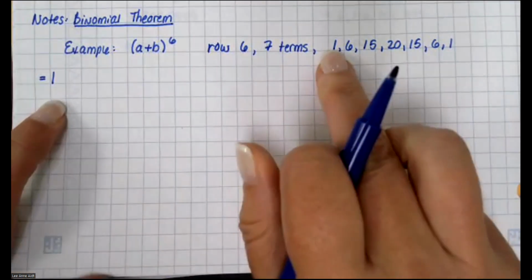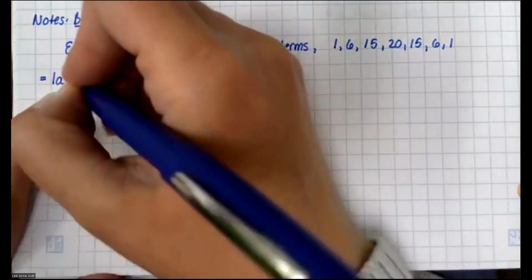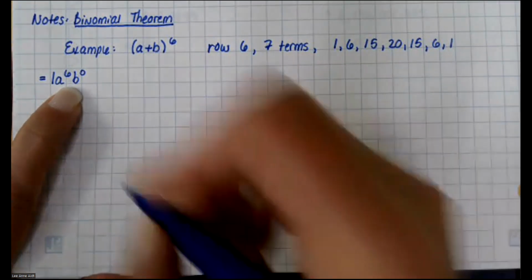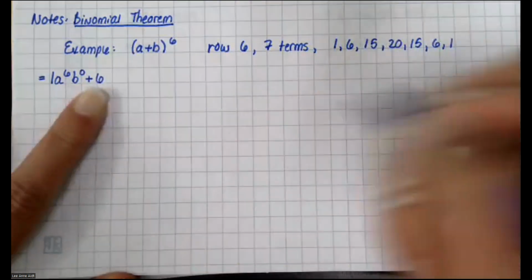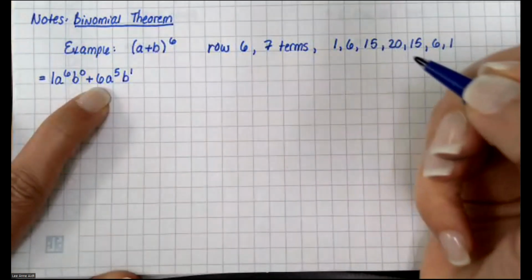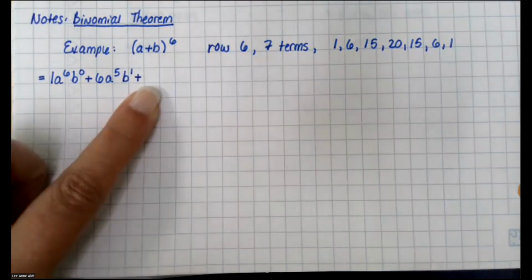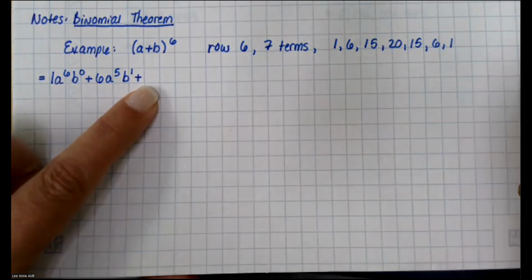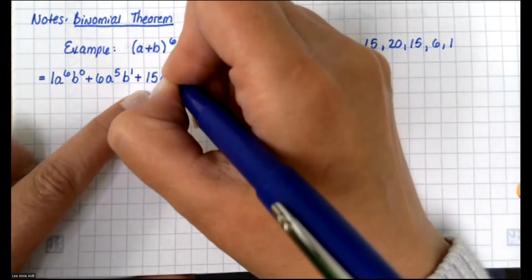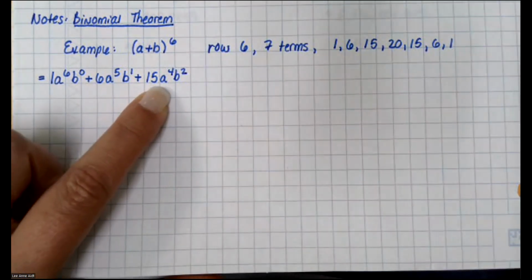Now, equals. Start with the 1. Front seat thing to the full power. Back seat thing to the 0. Plus 6. Front seat down a power. Back seat up a power. Okay. What's the next one going to be? Anyone feel comfortable telling me? 15. 15a to the 4th, b to the 2. Is that what you said? Okay.